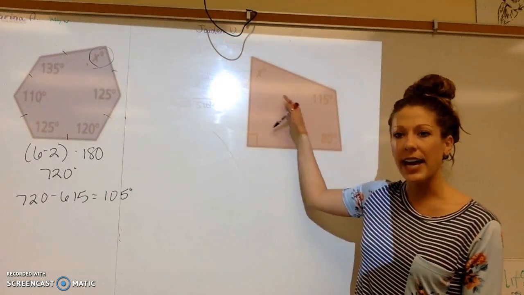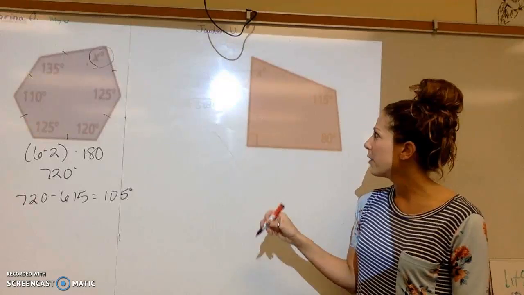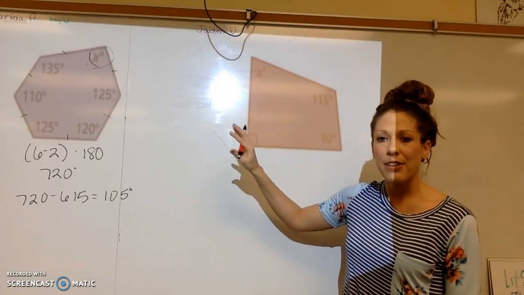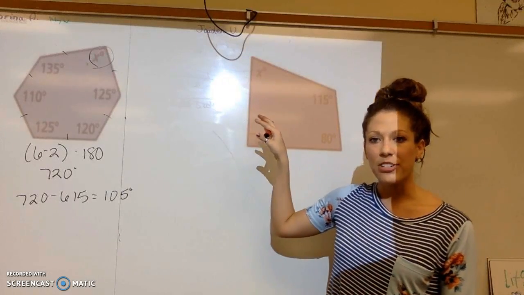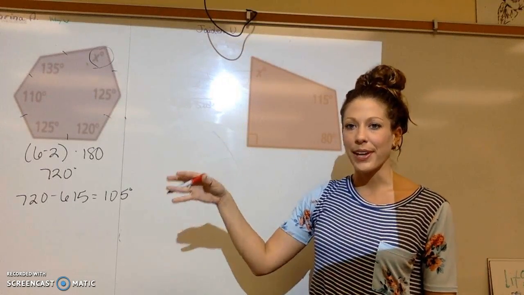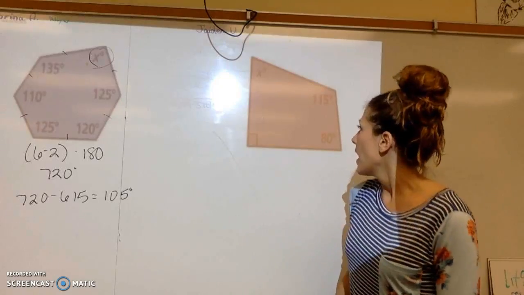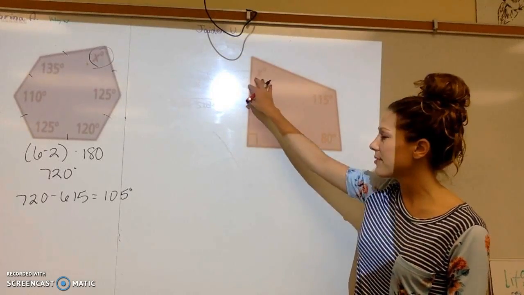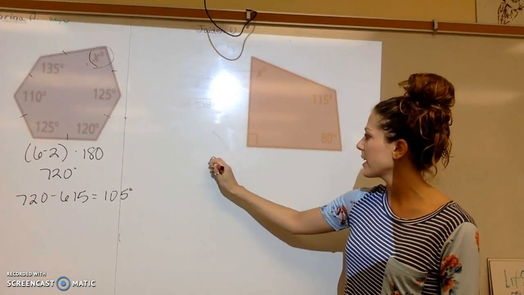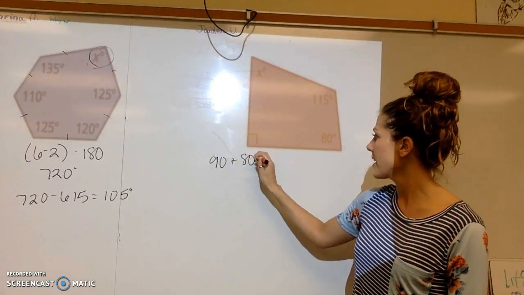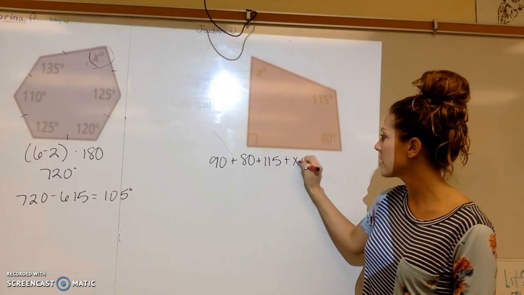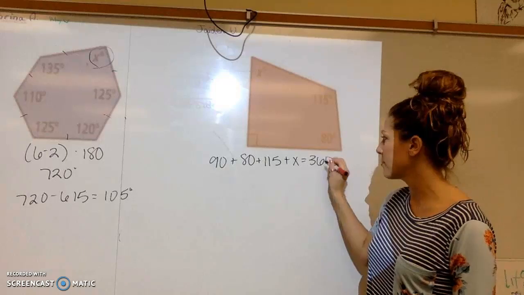All right, here's a quadrilateral. So a quadrilateral, remember, can be divided into two triangles, and so the four angles are going to add up to 360 degrees. 180 plus 180 is 360. So we're going to add up the angles that we know to find our missing angle. So 90 plus 80 plus 115 plus our missing one. All of them should add up to 360.